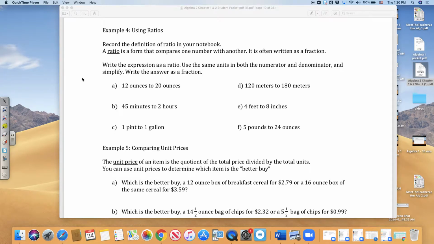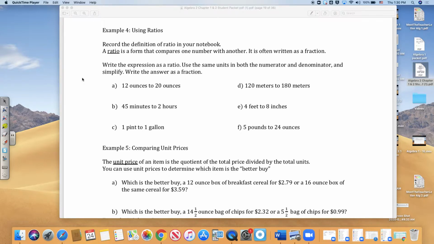All right, let's finish up this section by looking at ratios. A ratio is a comparison of two numbers, and there are three ways to write a ratio. The most common way we write ratios is in fraction form. Like if the ratio was 2 to 3, we could write the fraction 2 over 3.